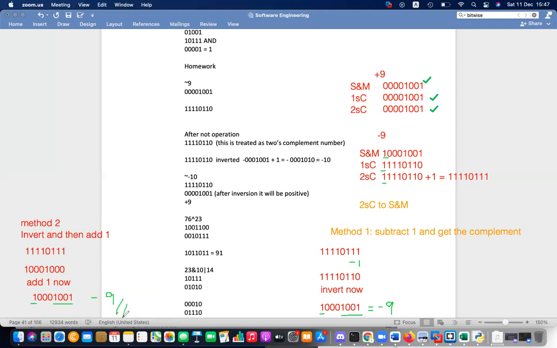So which one is easy? Subtract and invert, or invert and add 1? Second. Invert and add 1 will be easier, right? That is the easiest way of converting the number. So now can you understand how this is generated?